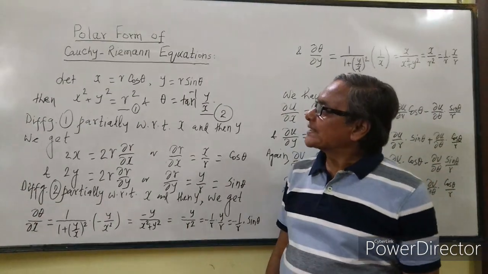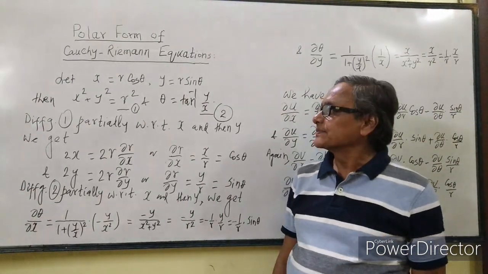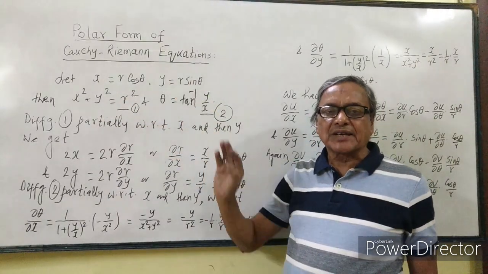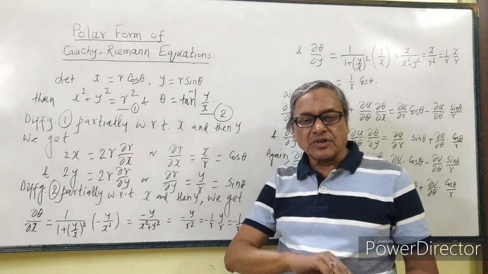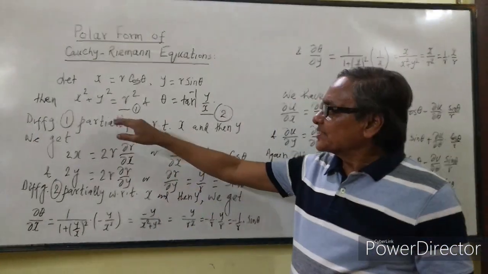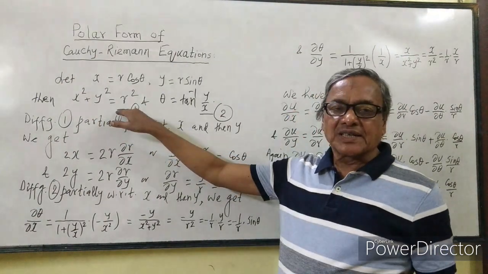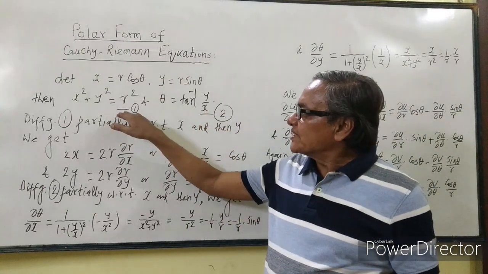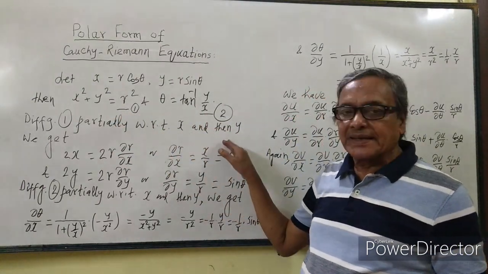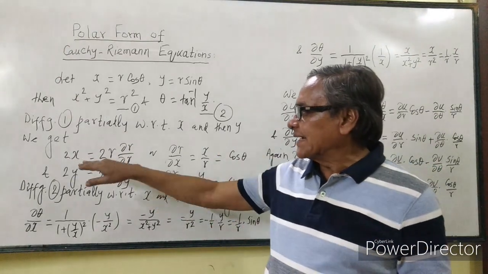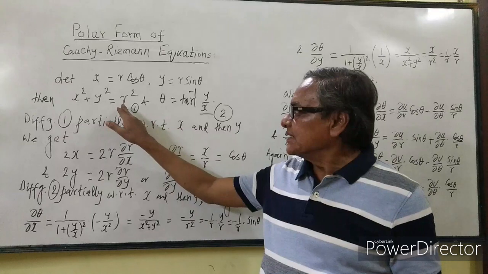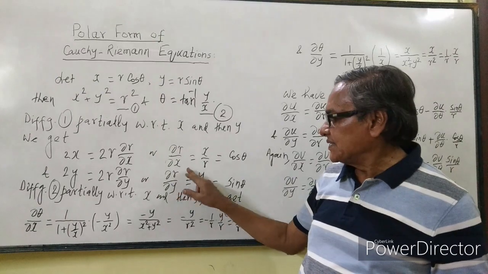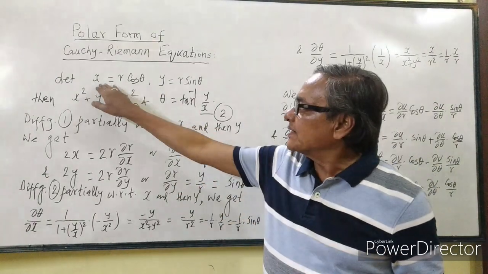Now we are going to present the polar form of the Cauchy-Riemann equations. Let x equal to r cos theta, y equal to r sin theta. This is the conversion of Cartesian form into polar form. This gives x squared plus y squared equal to r squared, theta equal to inverse tan of y by x. Differentiating one partially with respect to x, we get 2x equal to 2r ∂r/∂x. This gives ∂r/∂x equal to x by r, and x by r is cos theta.